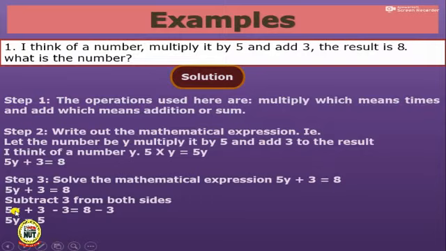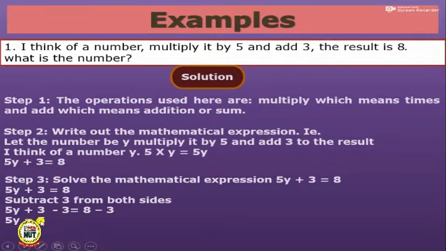And that becomes 5y plus 3 minus 3 is equal to 8 minus 3. Why do we have 8 minus 3? Because we are subtracting 3 from both sides. Now 3 minus 3 is equal to what? 0. Then 0 plus 5y gives us 5y. Then 8 minus 3 is equal to 5. It therefore implies that 5y is equal to 5.